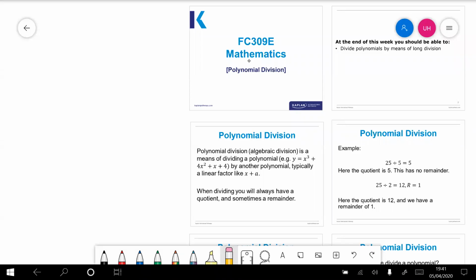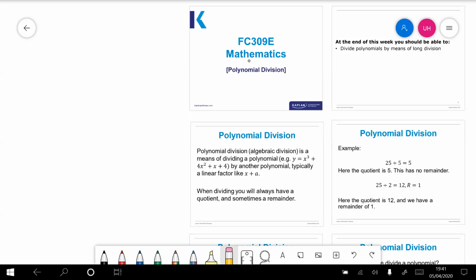Hello everyone. This lesson is about polynomial division. Polynomial division, or algebraic division, is a means of dividing a polynomial by another polynomial, and usually it's like dividing by a linear factor, like x plus a. When we divide, we always have something called the quotient, and sometimes we get a remainder.